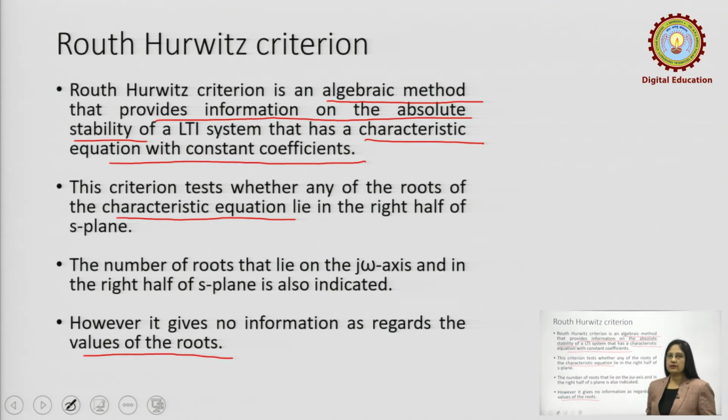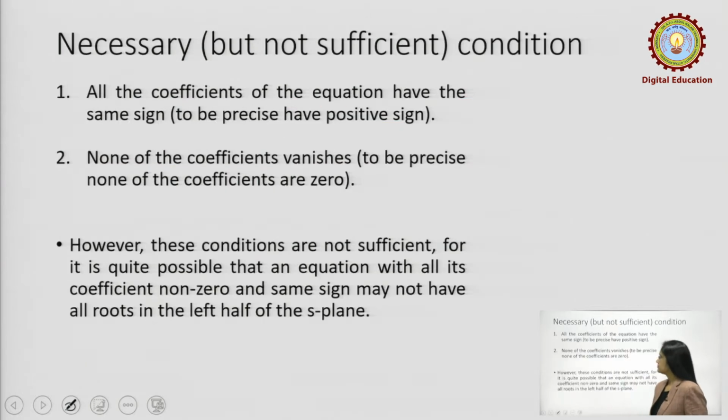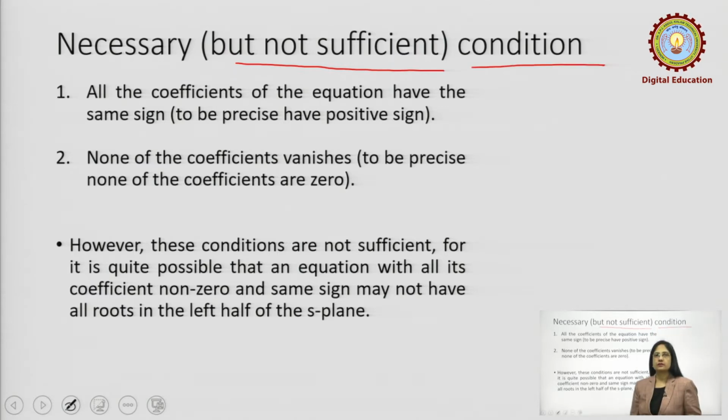So, Routh Hurwitz criterion helps us to determine whether the system is stable or not, and how many roots lie on the right half of the S plane or on the j omega axis. If the roots lie on the right half of the S plane, then we term the system to be unstable. So, this is the necessary but not sufficient condition for Routh Hurwitz criterion.